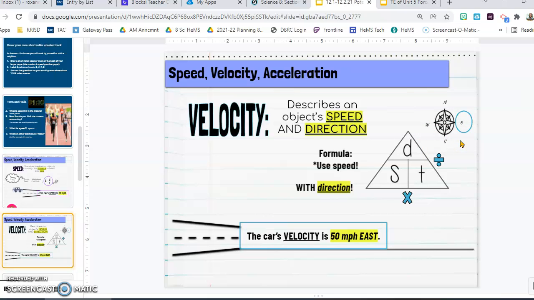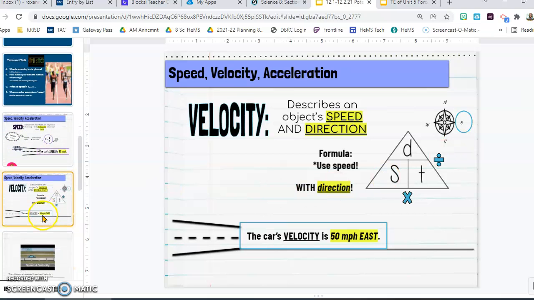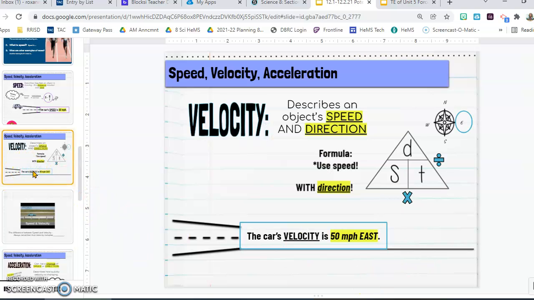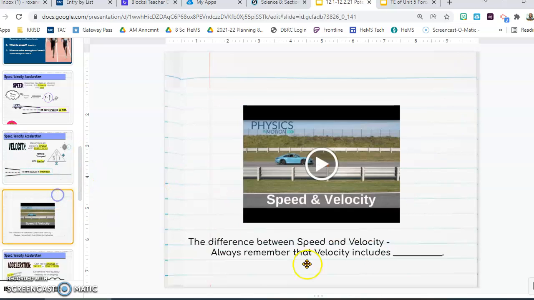We could say the car is moving up or down if we're talking about a roller coaster, but it has a form of direction to it. All right, so now you're going to watch the speed and velocity. There's a lot of physics, but always remember the difference between speed and velocity is that velocity includes what? You're going to type your answer here. If you go back, it's right here in the slides: it includes direction.